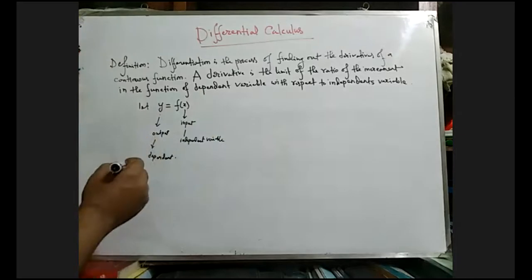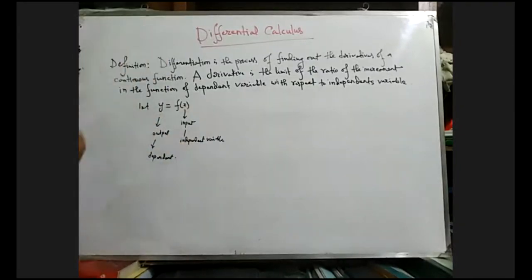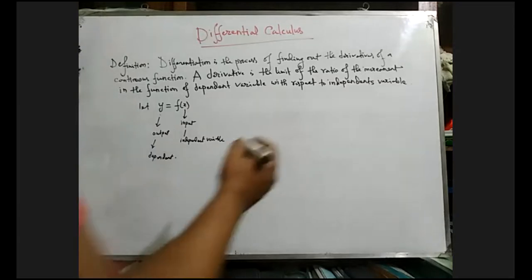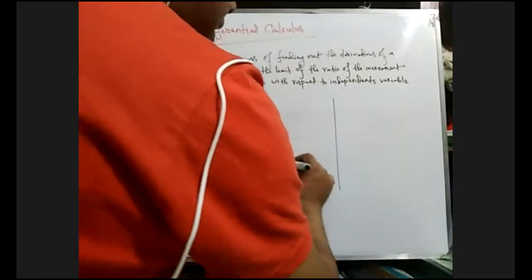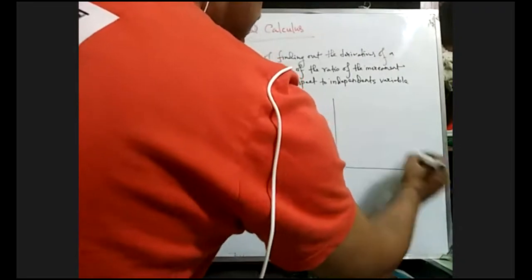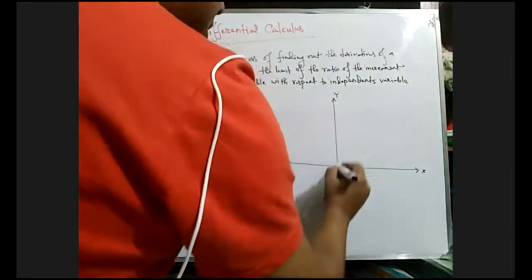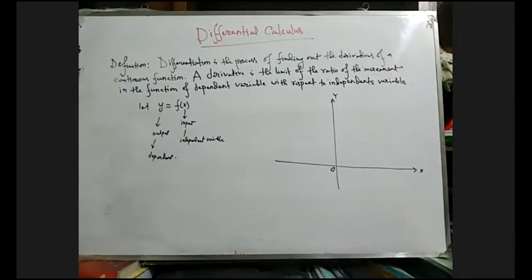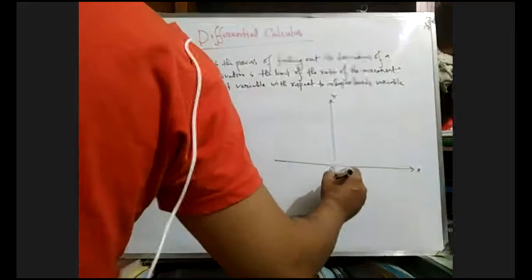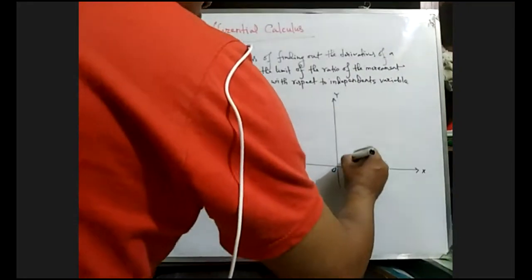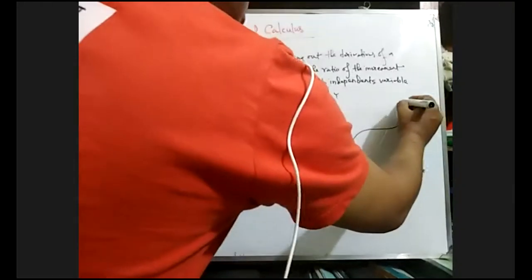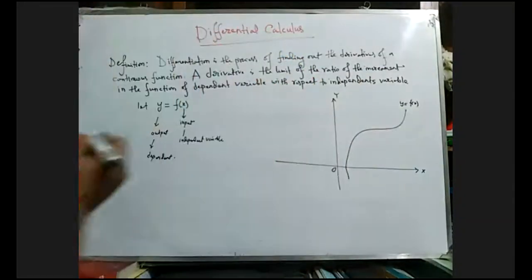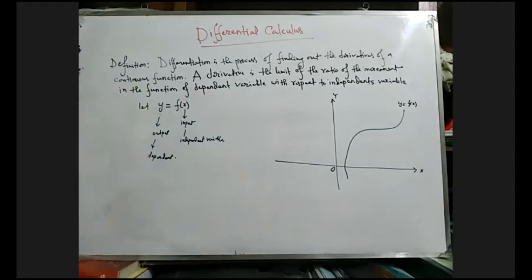So if you want to find out the rate of change of y with respect to x, then we have to use the concept of differential calculus. Suppose I have a continuous curve like this. Suppose this is the x-axis and this is the y-axis, and this is the origin. Suppose y equals f of x is this curve.